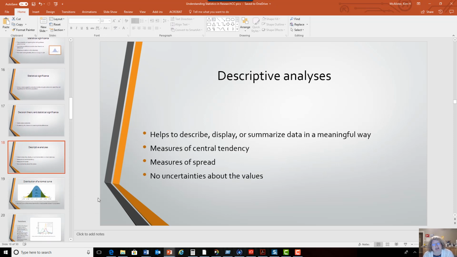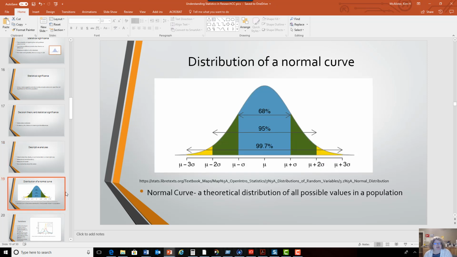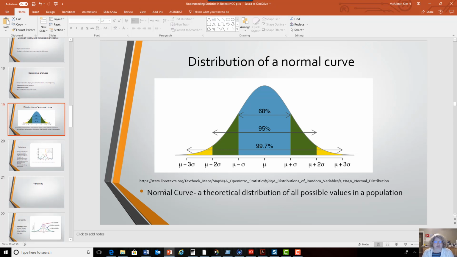Descriptive analysis, rather than inferential analysis, helps to describe or display the data in a meaningful way. We look at measures of central tendency. We also look at spread, and there are no uncertainties about the values. Here you'll see the distribution of a normal curve. Understand, first of all, that there's never a normal curve in research. This is if everything is absolutely perfect, which never happens. And you can see this is the center of the normal curve.